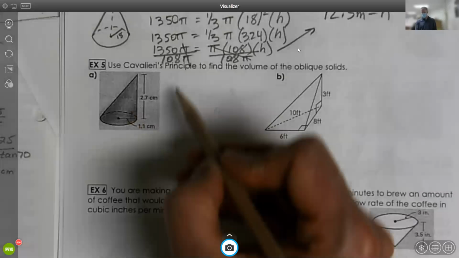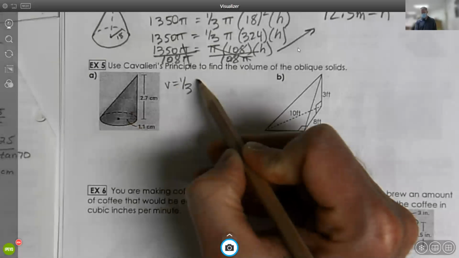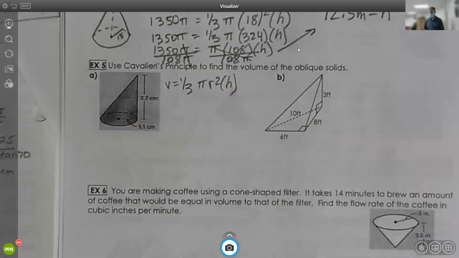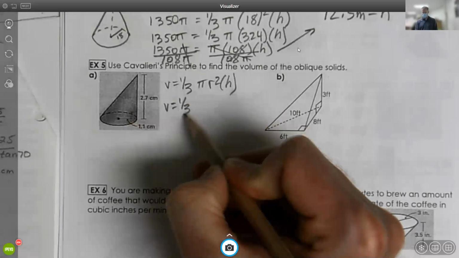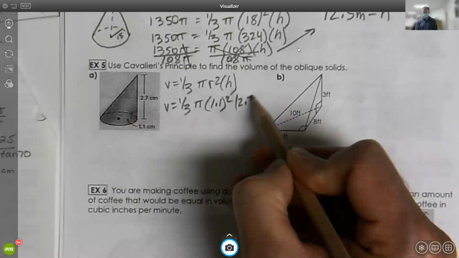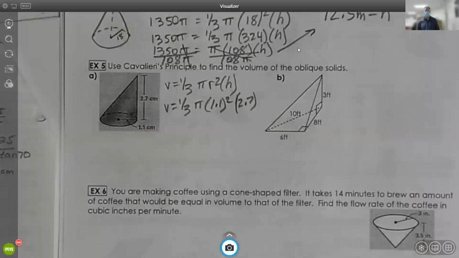So again, the volume equals 1/3 pi r squared times the height. So the volume equals 1/3. The radius is 1.1 squared times our height of 2.7. So you want to be sure to type out or write out your entire formula and then plug your numbers into your formula. Then you can take your calculator.